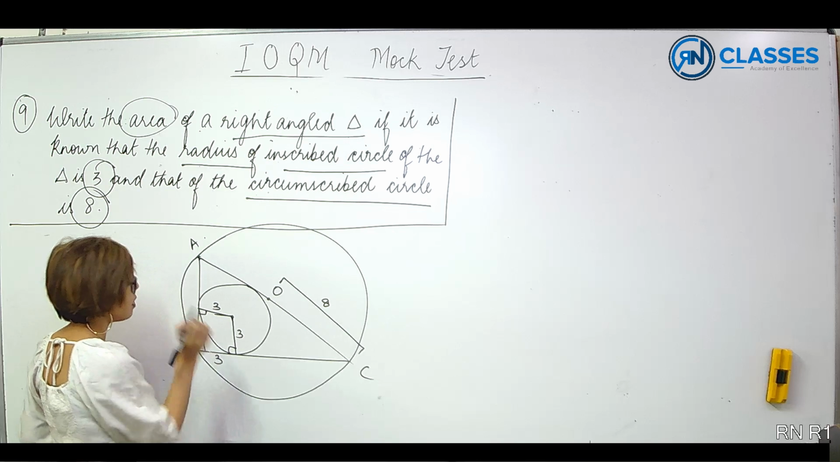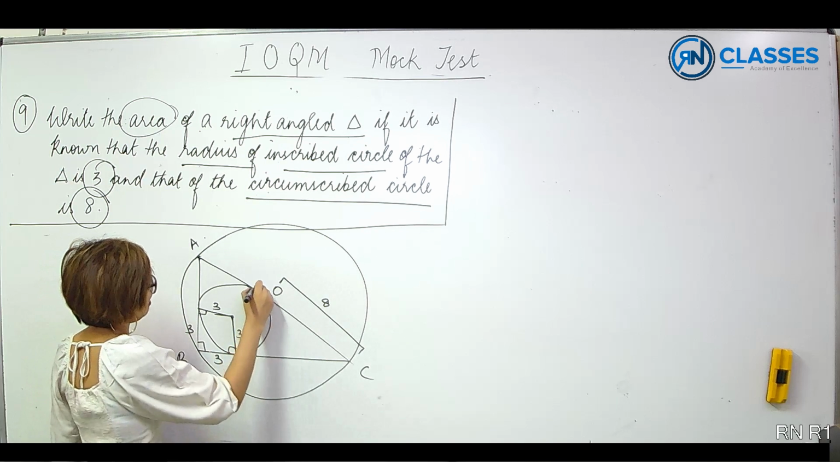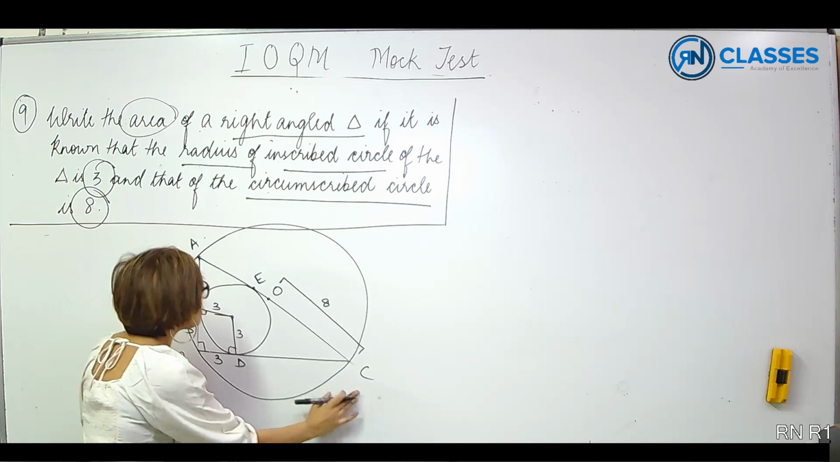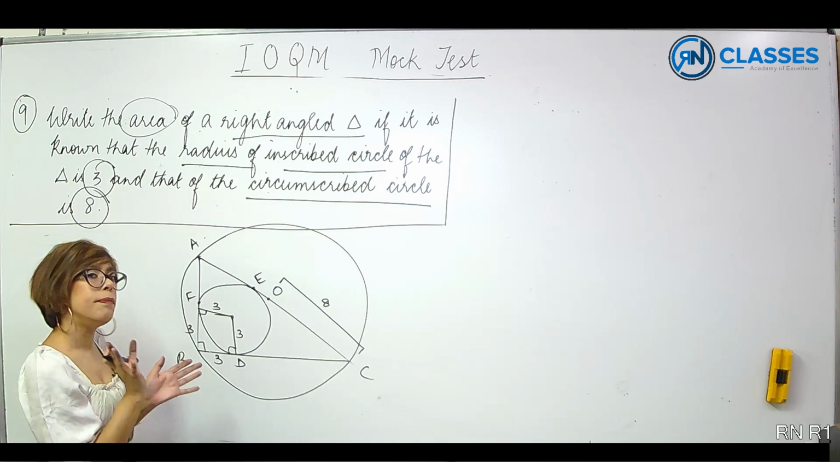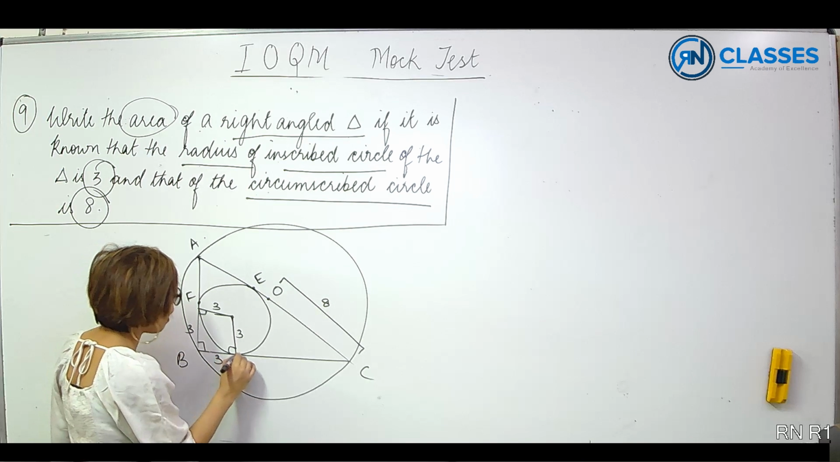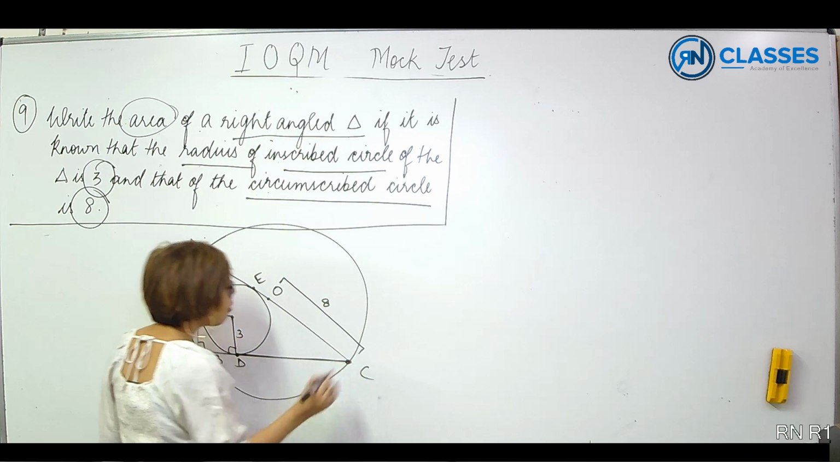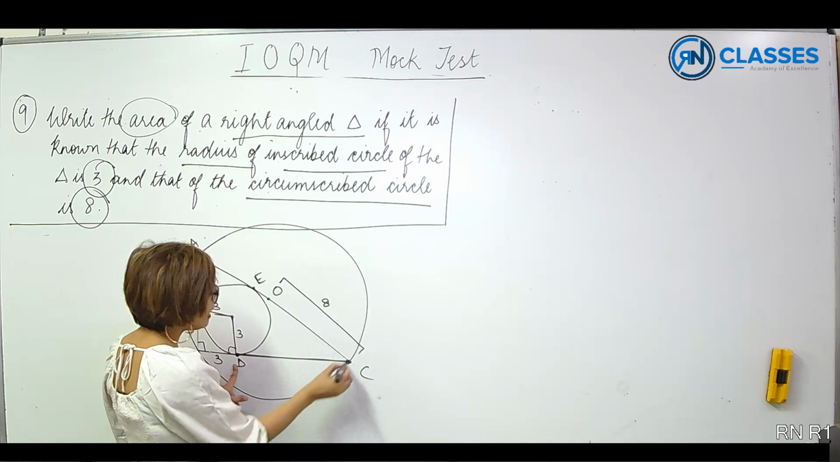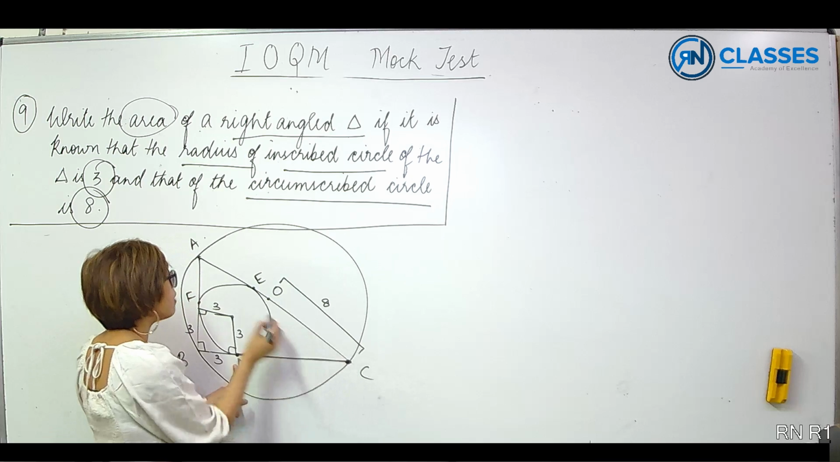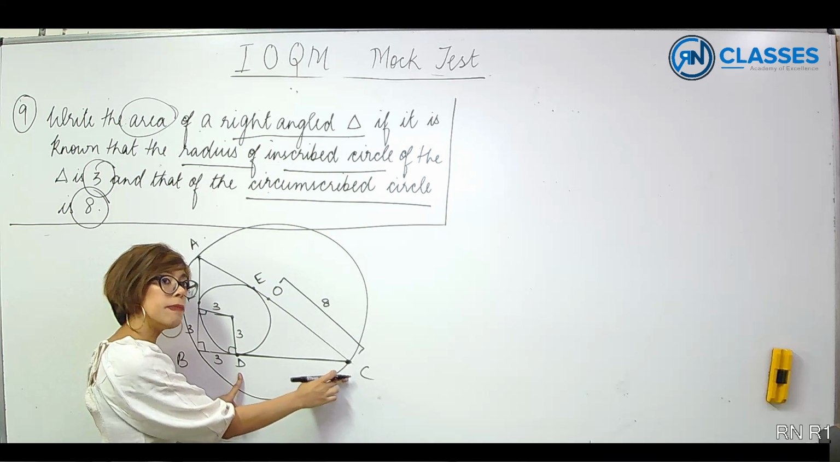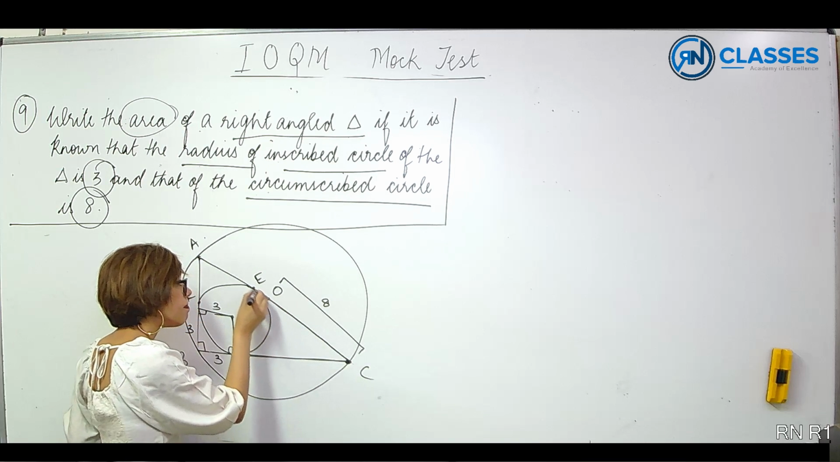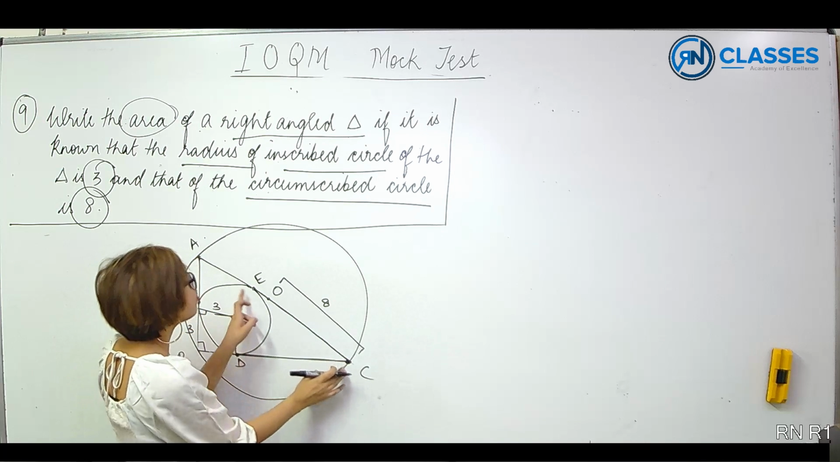So let me name this as D. This be E, this be F. I do not know BC, but at least I know a certain part of it. Right? If I can find out this part, maybe my problem will be solved, or maybe I'll proceed further. Now, I need to find this one. Mind it that C is a point outside the smaller circle. That means CD is the tangent. CD is the tangent and CE is the tangent. Right? If I want to know this, I should know CE.